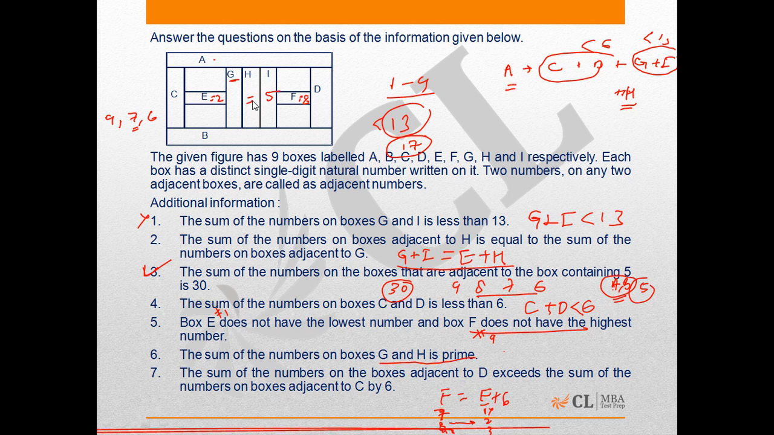When we take 9 for box H, then sum of E and H will be 11, and the sum of I and G has to be 11, and I is 5, which means G has to be 6, which is not possible because 6 has to go for either H or A or B, which means H cannot be 9.